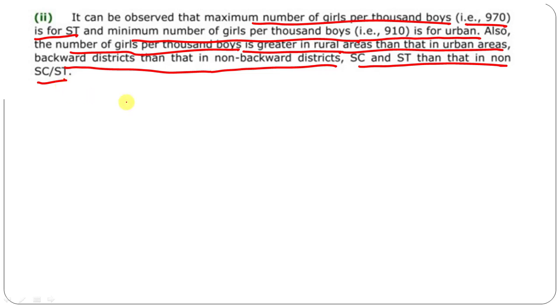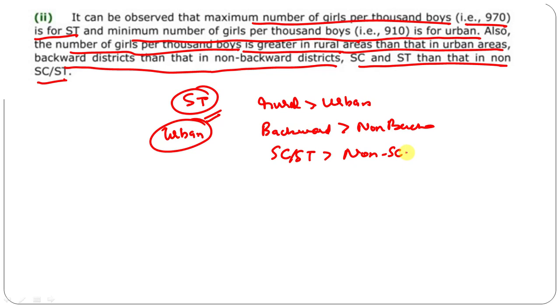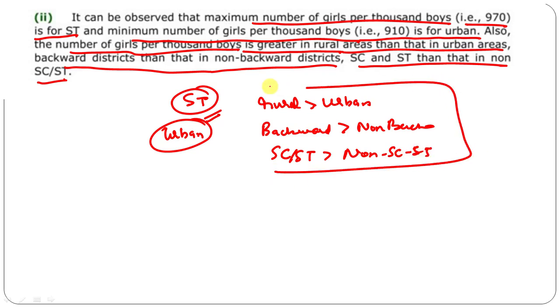So the number of girls in ST is more than in other categories, and the number of girls is minimum in urban areas, and the number of girls in rural areas is more than in urban areas, and the number of girls in backward district is more than in non-backward district, and the number of girls in SC/ST is more than non-SC/ST. So this is the observation from the graph.